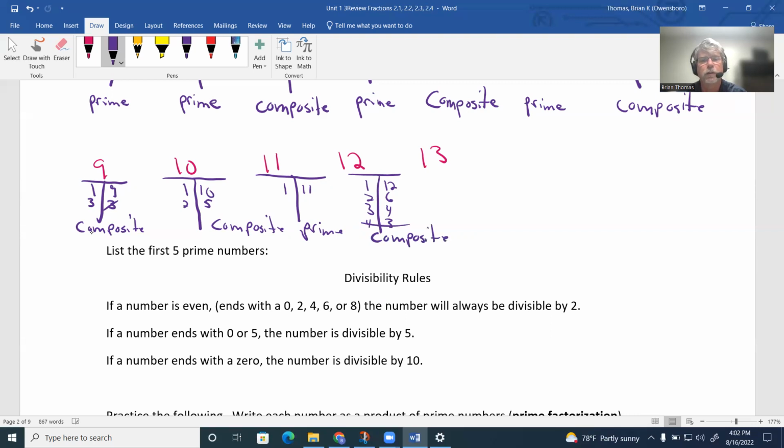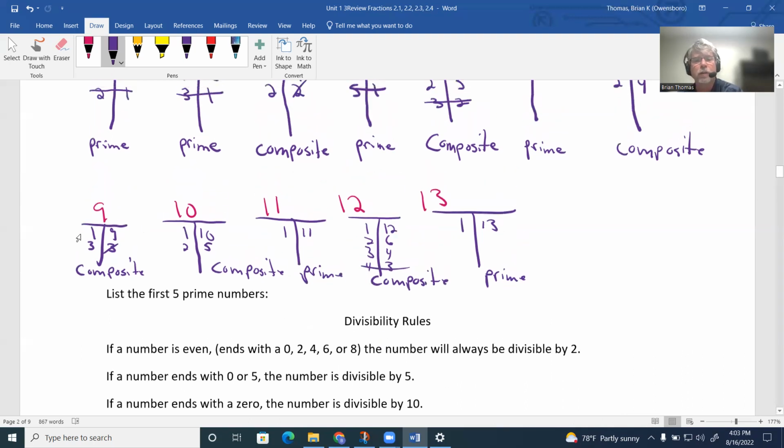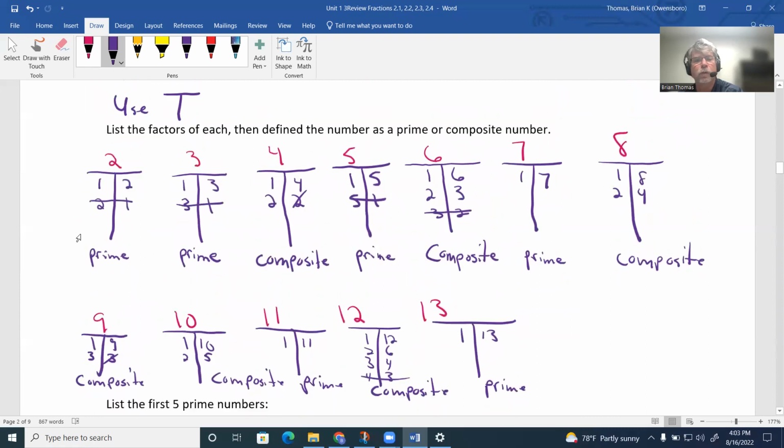And then 13, we have just 1 and 13. So again, 13 would just be prime. So notice there's actually only one even number that's prime, and that's the number 2. All the rest of the prime numbers are odd, but it's still kind of random at this point.